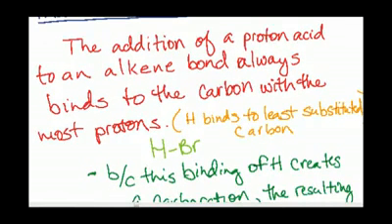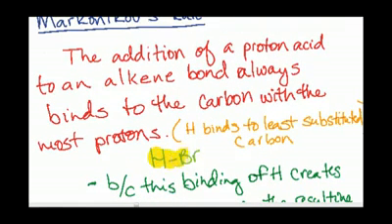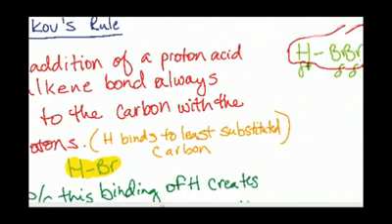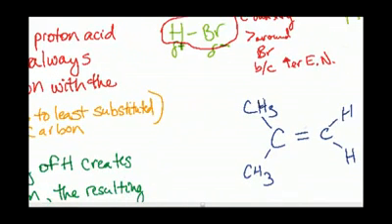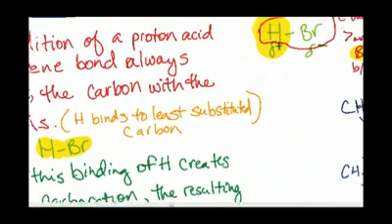Markovnikov's rule, if we're looking at just HBr at first, that's what they used to discover the rule. The addition of the proton acid, and if you look at the acid, let's look at HBr real quick. Quick side note. If you remember, the electronegativity of bromine is really high in comparison to hydrogen. So therefore, hydrogen is dying for electrons. It's got a partial positive charge. Bromine's hogging all the electrons. What's up with that, bromine?